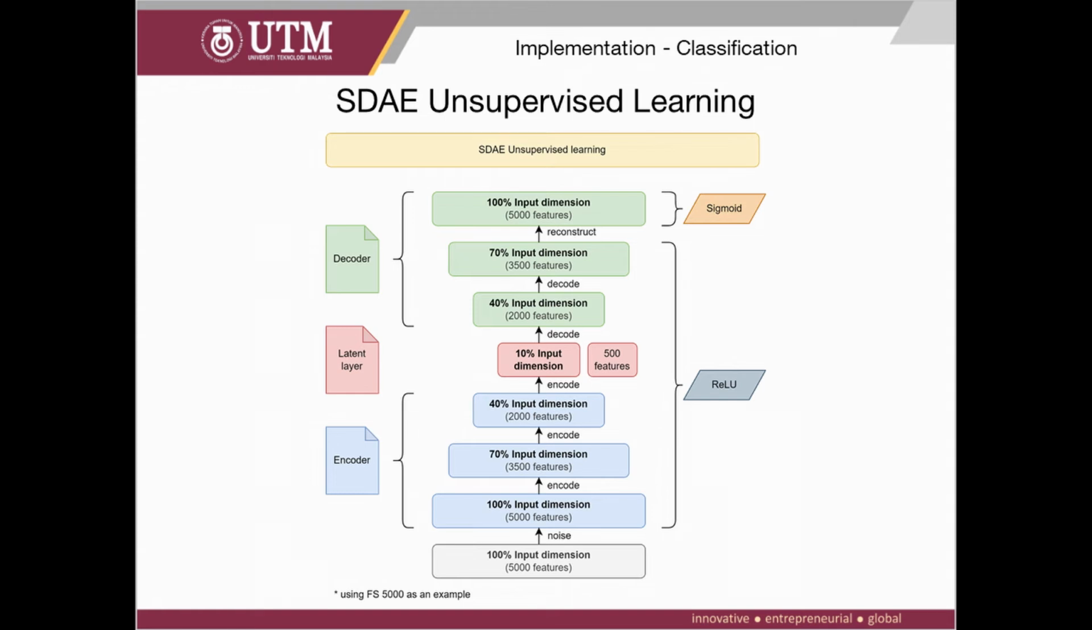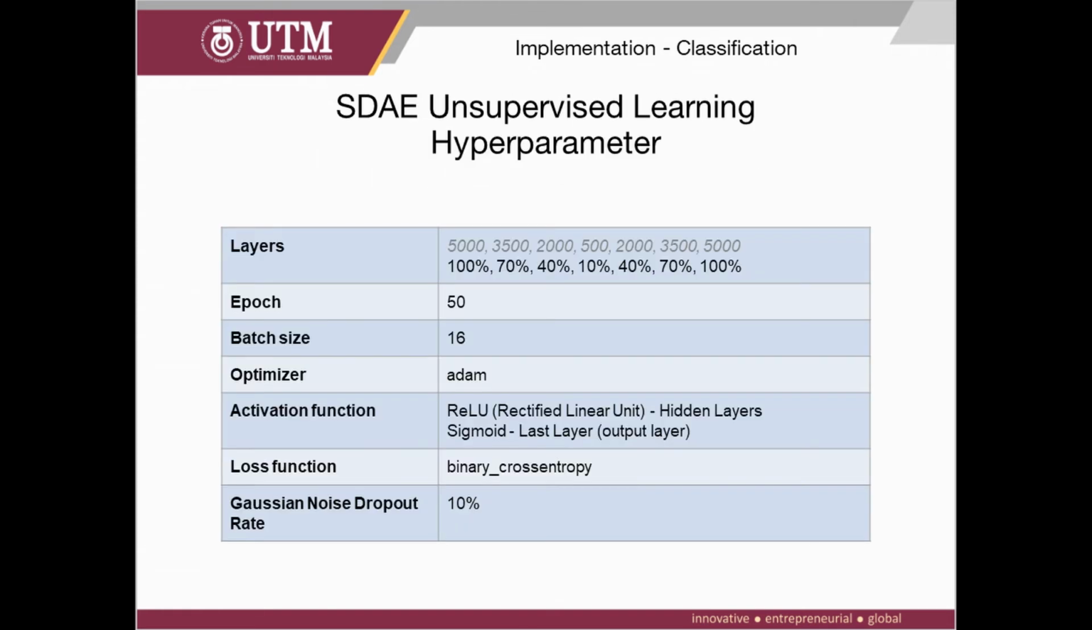At the last layer of the decoder, or the output layer, the dimension is returned to 100% to reconstruct the input. As for the activation function, all layers are using ReLU except for the output layer, which has sigmoid activation function. The hyperparameters used for the SDAE unsupervised learning are shown. As mentioned previously, the dimension of the layers in the encoder part decreases by 30% for each subsequent layer and vice versa for the decoder part. The grey italic text shows an example of the dimension of the layers if S5000 is used as the input.